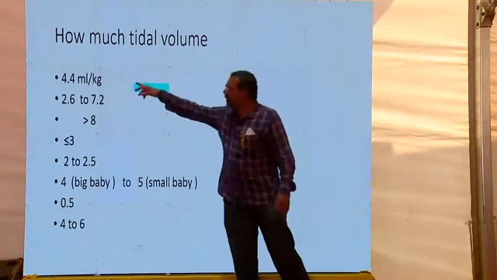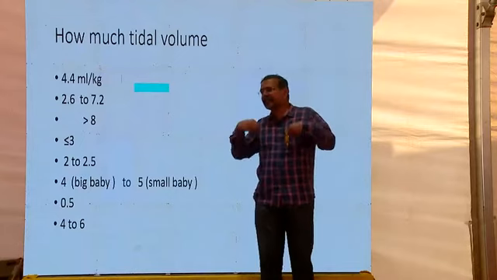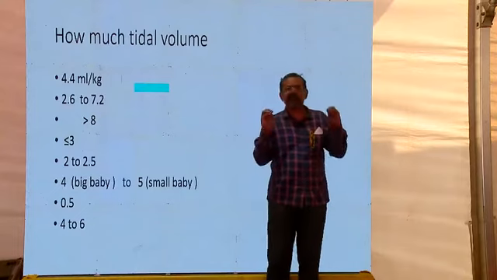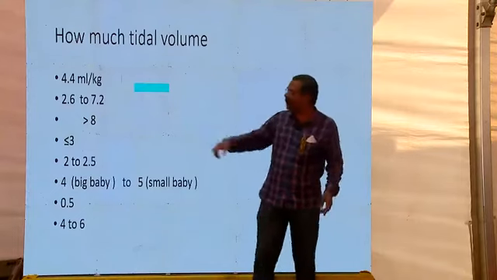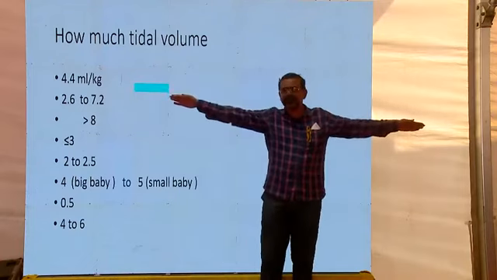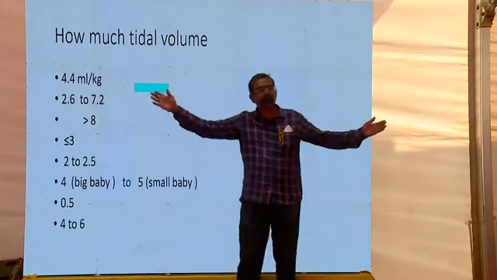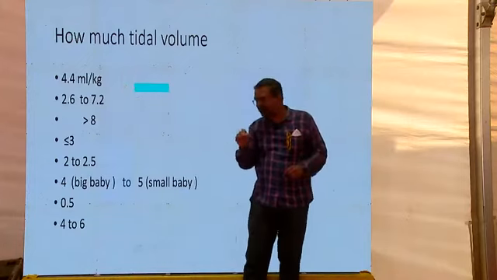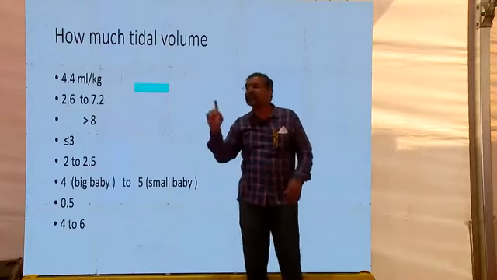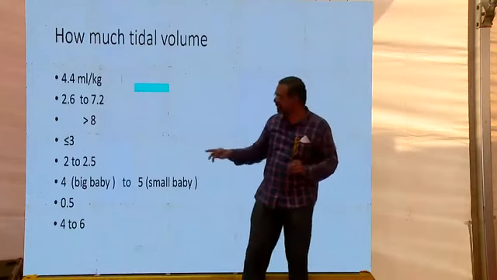What is this figure? 4.4 ml per kg is the average tidal volume of a spontaneously breathing baby on CPAP. The range is 2.6 to 7.2 in the same study, such a wide range. So whatever volume you are giving, 4 ml per kg, 5 ml per kg, may be adequate or excessive depending on CO2. CO2 is the king here. In volume ventilation, CO2 is the king.